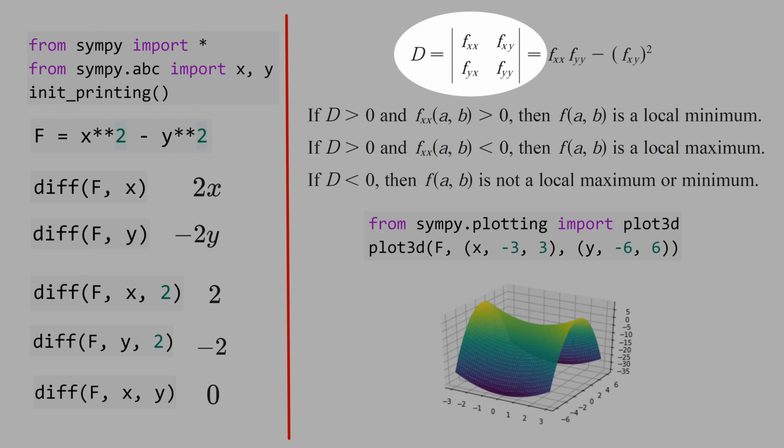It's important to note that this determinant has to be positive for the critical point to be a local minimum or local maximum. See that if D is above 0 and the second derivative is above 0, then the critical point is a local minimum. And if D is above 0 and the second derivative in respect of x is below 0, then the critical point is a local maximum.